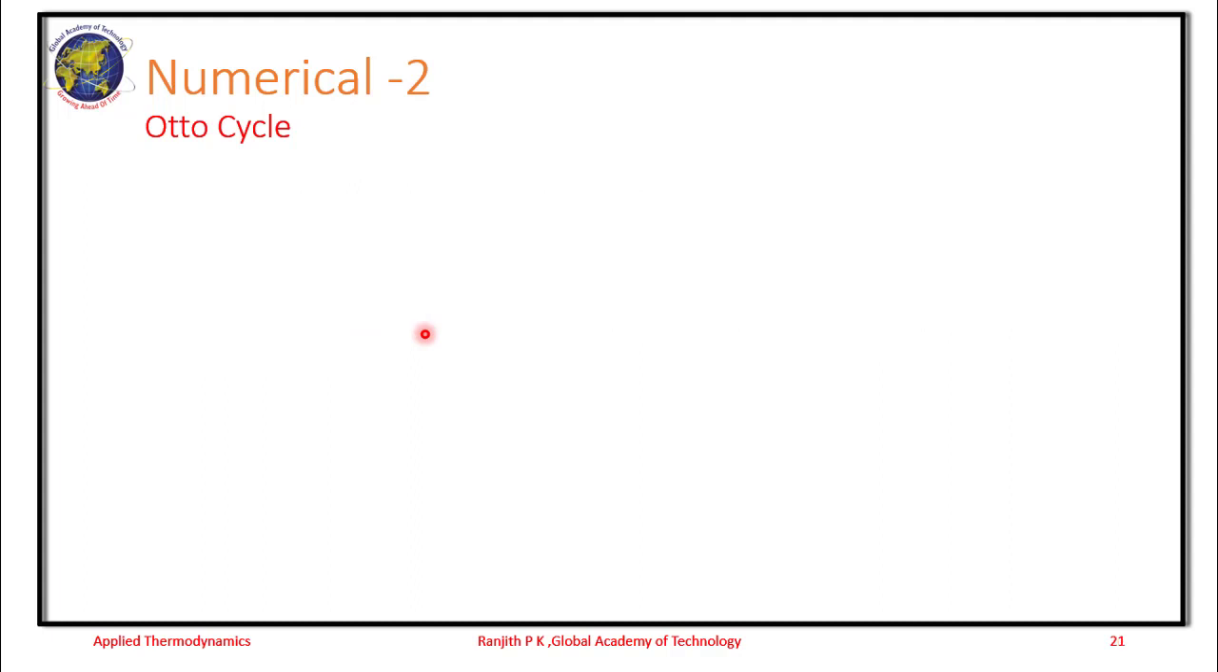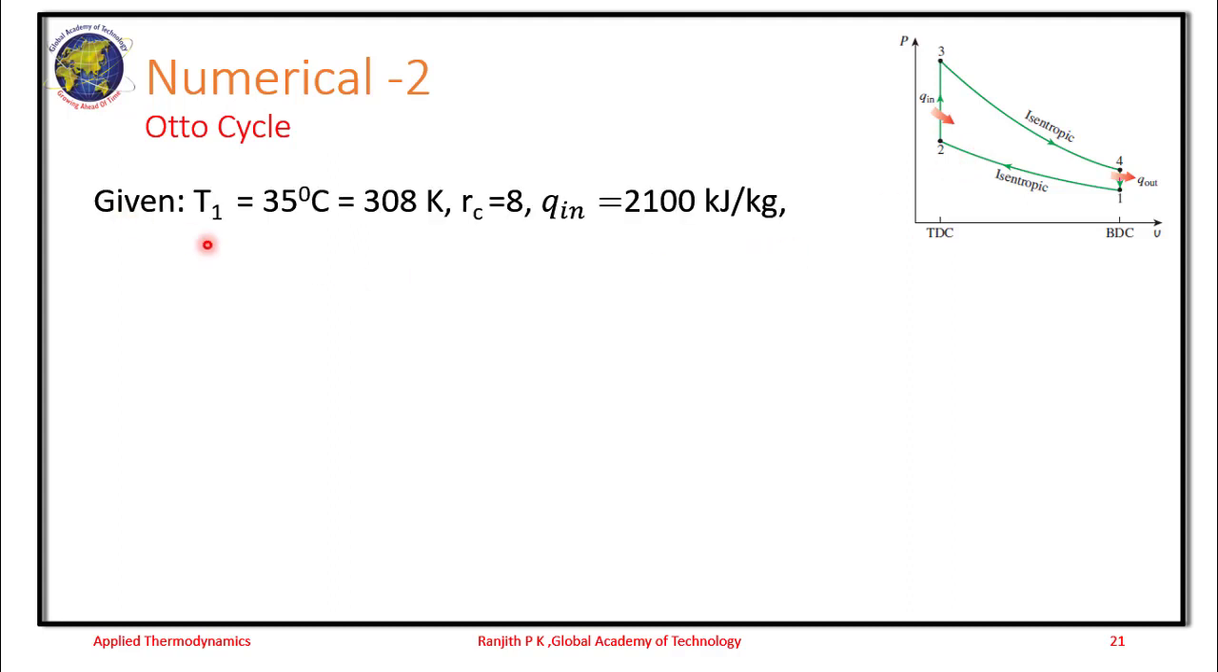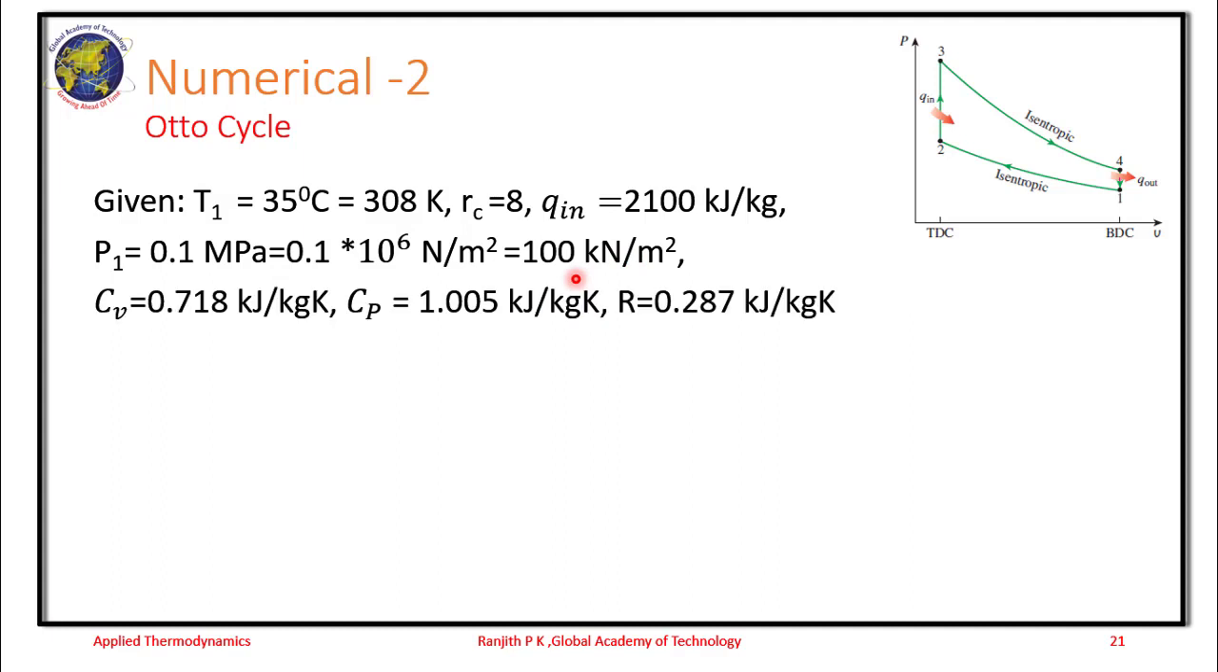So from here onwards, we start writing the PV diagram with the state points. The given data: T1 is 35 degrees Celsius, converted into Kelvin is 308 Kelvin, Rc as 8, Qin is 2100 kilojoules per kg, then P1 0.1 megapascal or 100 kilonewton per meter square, Cv, Cp and R values written. And from the given values of Cp and Cv, we can find gamma, that is the ratio of specific heats, the adiabatic index. So it is 1.4.